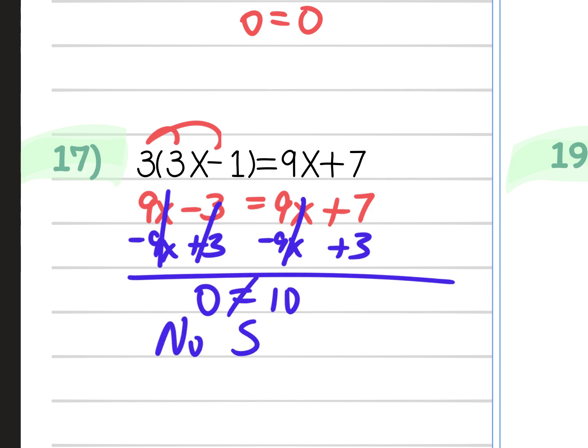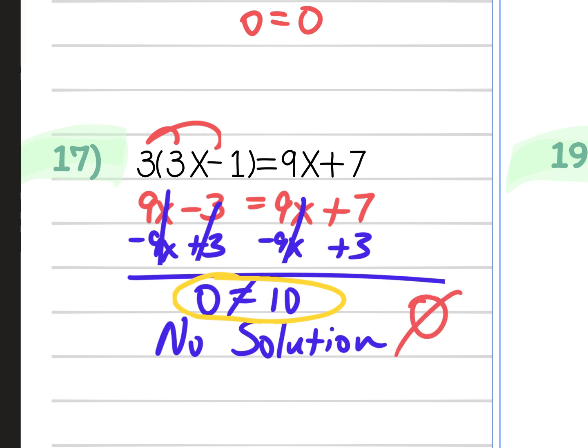No solution. If you just leave it as 0 equals 10, and you don't somehow tell me no solution, or the null set, whatever, this is fine, the way I wrote this, 0 does not equal 10. Don't just leave it as 0 equals 10, and then I'm supposed to just guess.